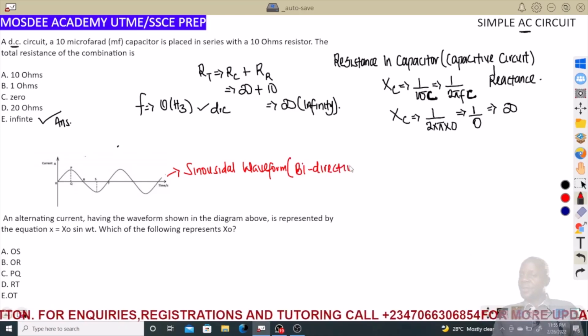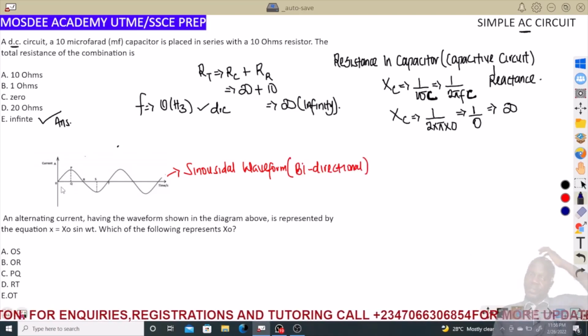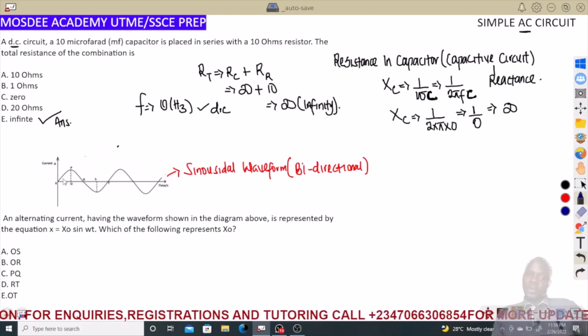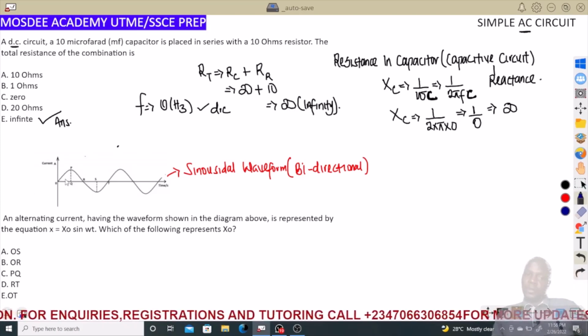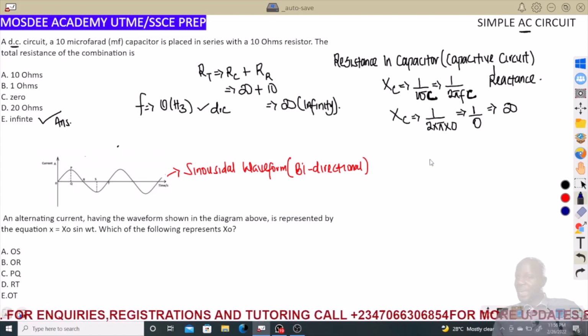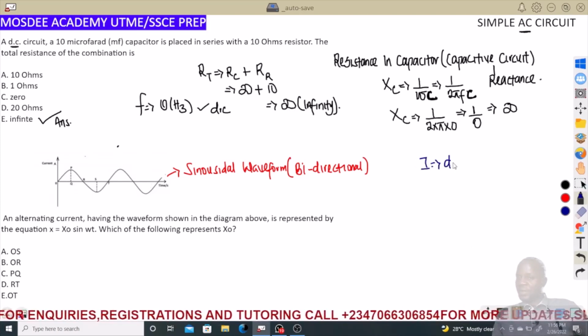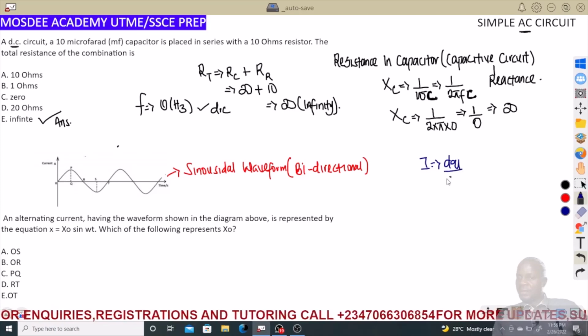Why do we call them bi-directional? Because of the nature of the concept, because of time. Time is always a major constraint. So you can see it moves up the positive y-axis and also moves down. So if you say current by time, remember Q equals I t. So current is equal to the rate of change of charge, that is dQ by dt.